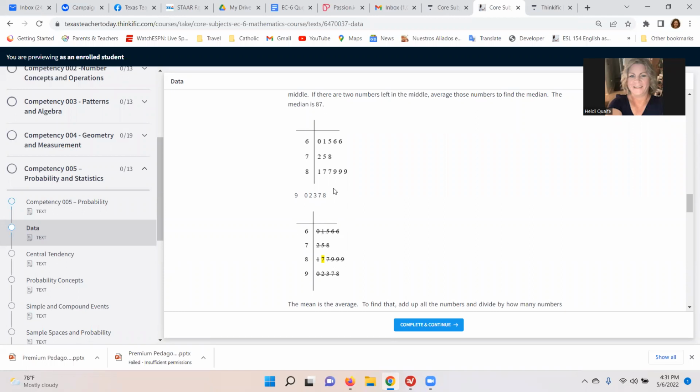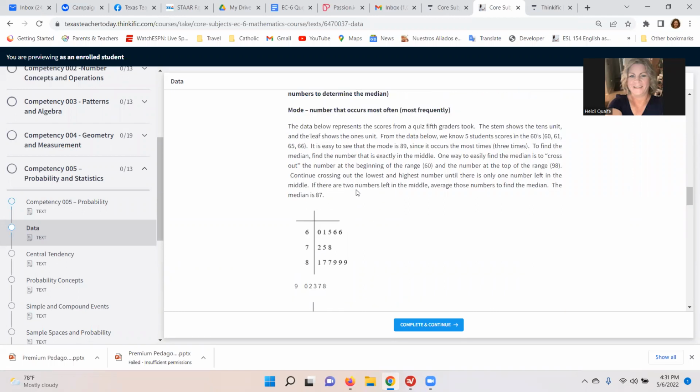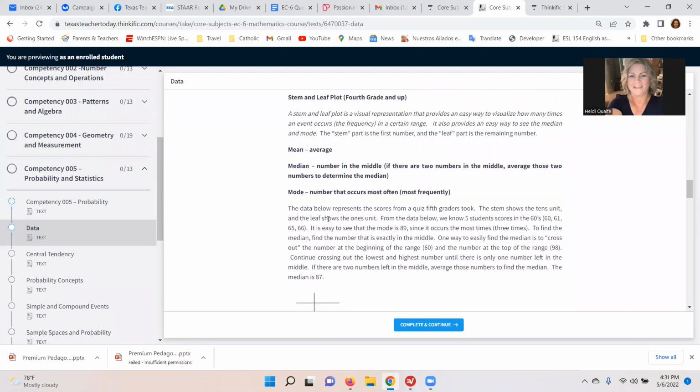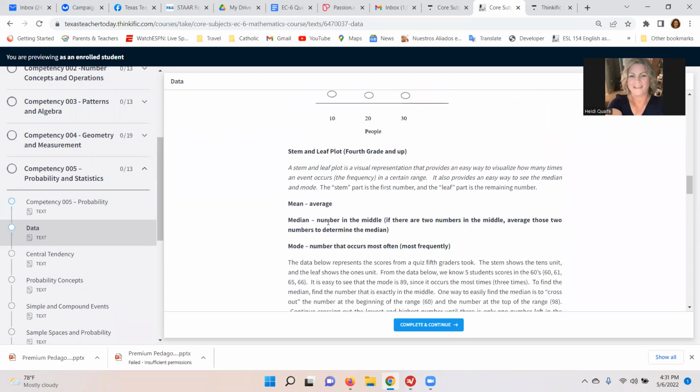If you're just joining us, we're talking about stem and leaf plots, mean, median, and mode. To read a stem and leaf plot, this is the tens place, and these are all the ones places. So this would represent 60, 61, 65, 66, 66. Each of these is a separate number. A stem and leaf plot is what we use to quickly calculate mean, median, and mode.